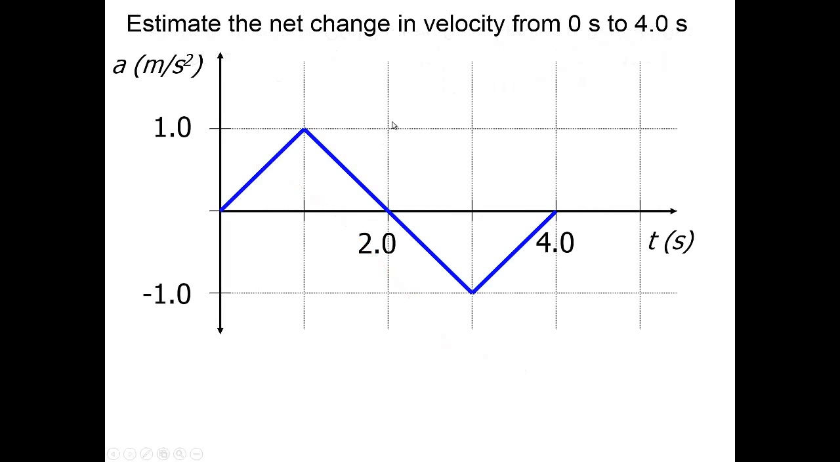This one says estimate the net change in velocity from 0 seconds to 4 seconds. And notice that this is an acceleration versus time graph. So what I'm going to do here is fill in the triangle, and anytime I want to go from acceleration backwards to velocity, if I just find the area under a curve, that actually will tell me what that velocity is.